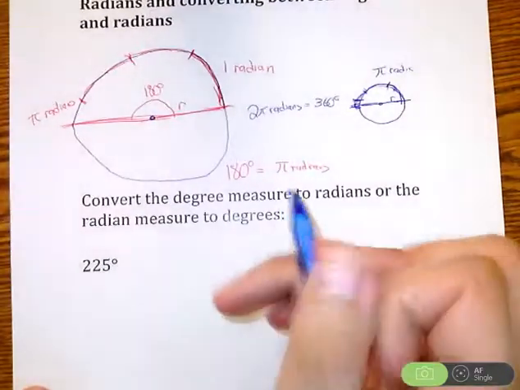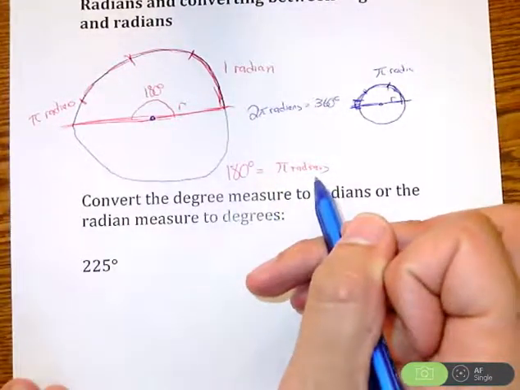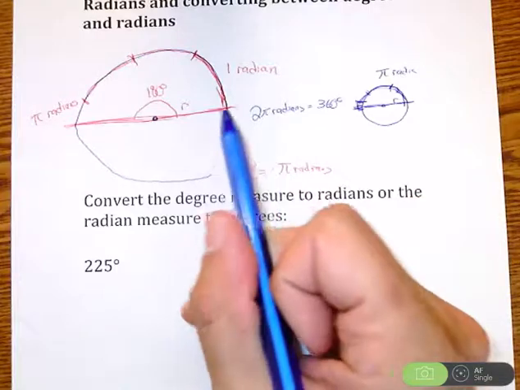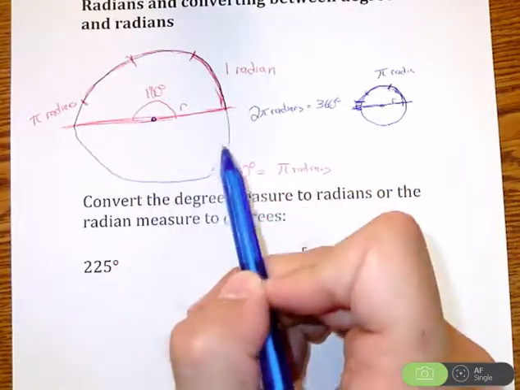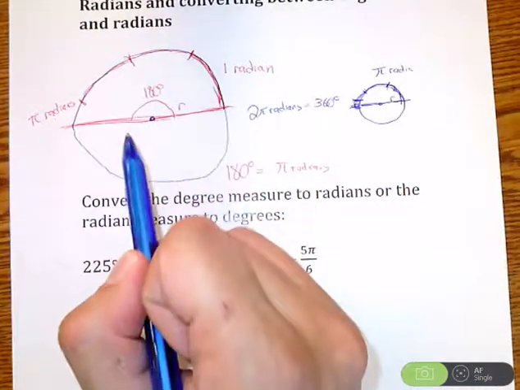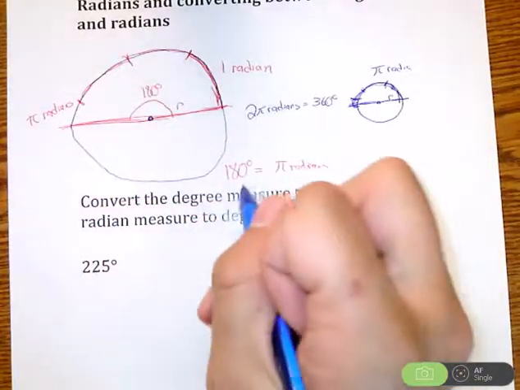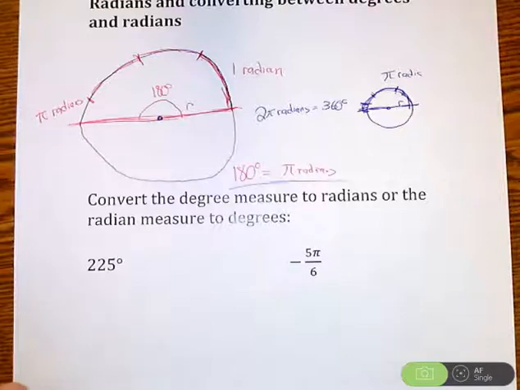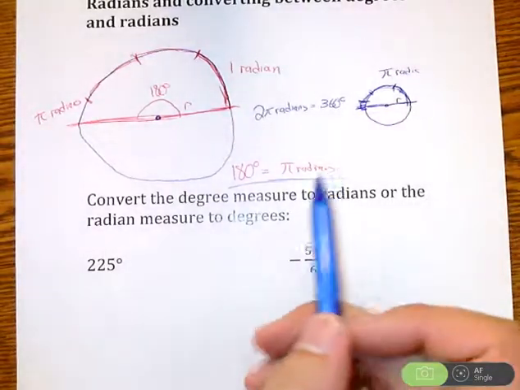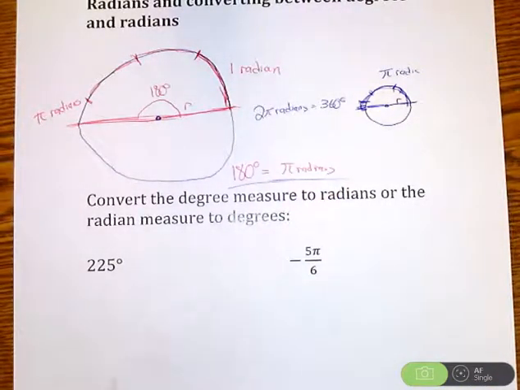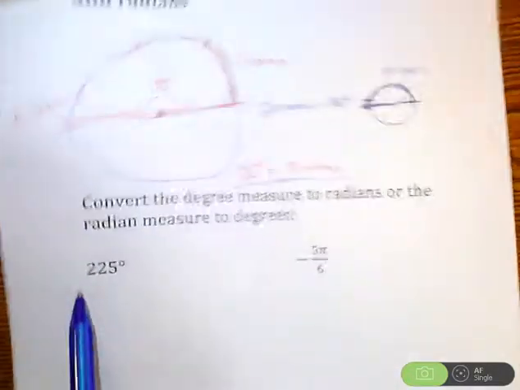So the key thing we want to take away from all this, on what is a radian and the connection between radians and degrees, is that 180 degrees is the exact same thing as pi radians. That is the fact that we're going to hold true. Now, we're going to be able to use this idea to convert from degrees to radians and from radians to degrees.